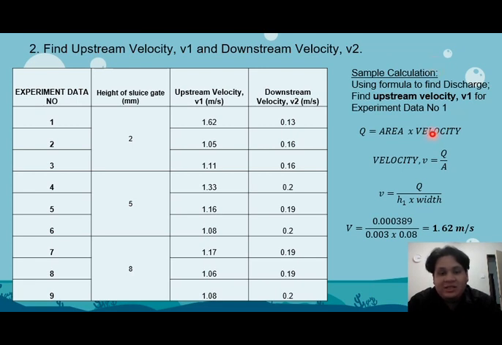Let us move to sample calculation. Using the formula discharge is equal to velocity times area, we can arrange it and find the velocity by dividing the discharge of the water by the depth of upstream H1 and width of rectangular flume, and then we got the upstream velocity V1, which is 1.62 meter per second.